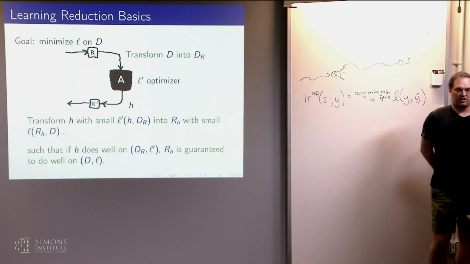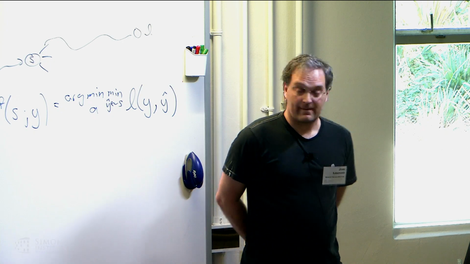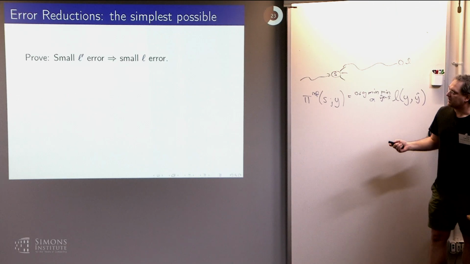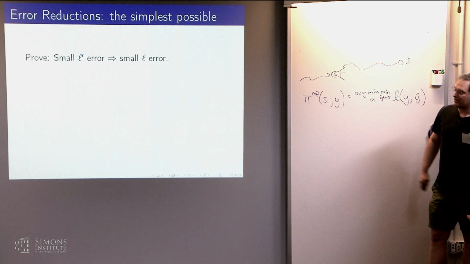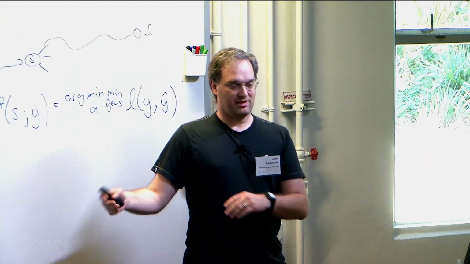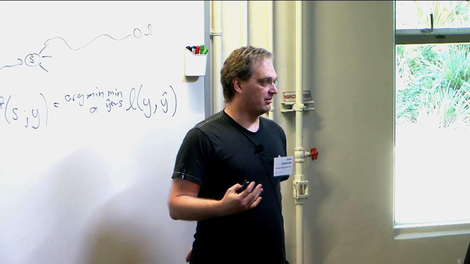And we need to think a little bit about what well means. The simplest thing you could do is just talk about errors. You could say, if I have a small error in my base learning algorithm, in L prime, that will imply a small error in my original problem.